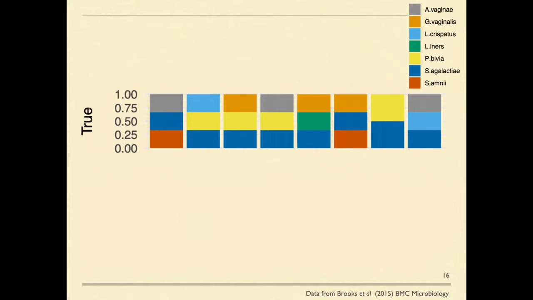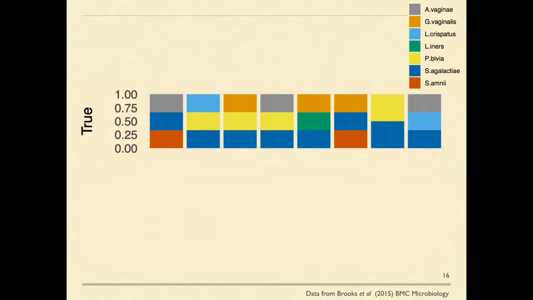What we see here is a mixture of 8 different samples containing 7 different bacteria, which are represented by the different colors. All of these bacteria have been mixed in 1-to-1 ratios with some combination of the bacteria that were possible to sample from. So in the first sample, we've got a 1-to-1-to-1 ratio of S. amnii, S. agalactiae, and A. vaginae. These are all human vaginal associated microbes.